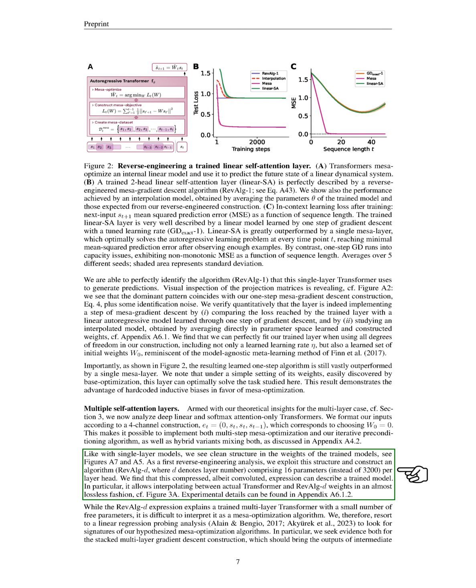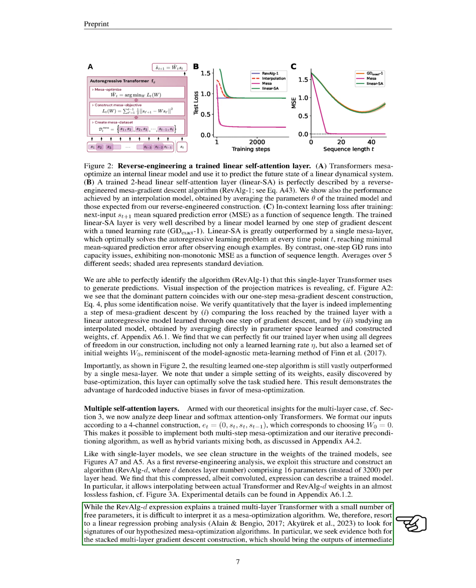Just like with single-layer models, we can see a clear structure in the weights of the trained models. We've developed an algorithm, which we call rev-alg-d, that uses only 16 parameters per layer head, instead of the usual 3,200. This algorithm, although complex, can accurately describe a trained model. It even allows us to transition between actual transformer and rev-alg-d weights almost seamlessly. However, interpreting the rev-alg-d expression as a mesa optimization algorithm is challenging.